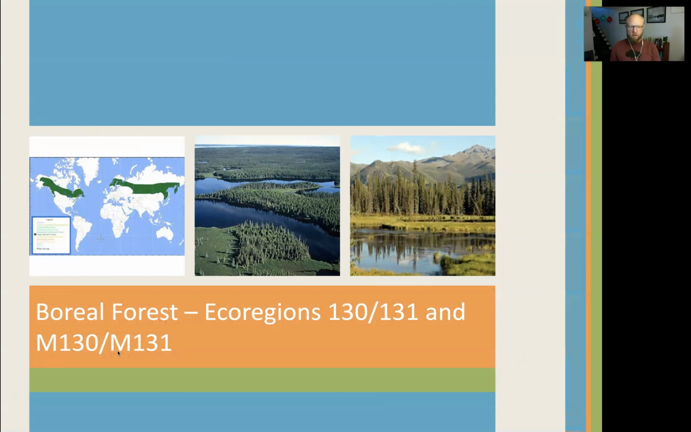Okay, so let's start off by talking, we'll move from the north to the south. We'll start off by talking about the boreal forest. The ecoregions are 130/131, so those are in the polar domain, and then M130 or M131. And remember, M just stands for mountainous. So the boreal forests are going to be found in that polar domain, so that tells us it's a really cold place, which you probably all know anyway.